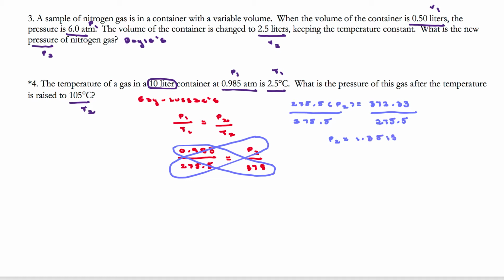If we look at my values, 0.985 has 3 sig figs, 275.5 should actually be 276 if I'm looking at the correct rounding based on decimal places, but that would still be 3 sig figs, and 378 has 3 sig figs. So 1, 2, 3. So my final answer will be 1.35. And notice the units for this, since the pressure is in atmospheres here, the units for pressure will be in atmospheres as well.